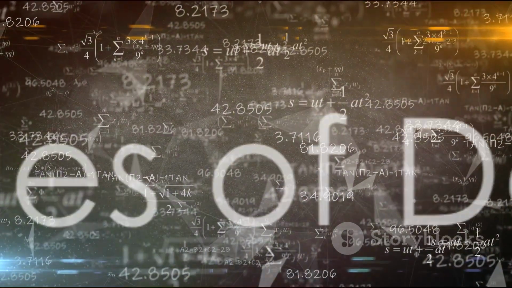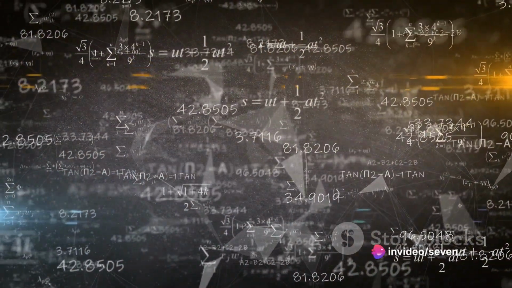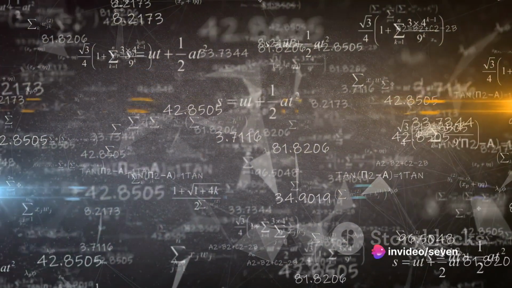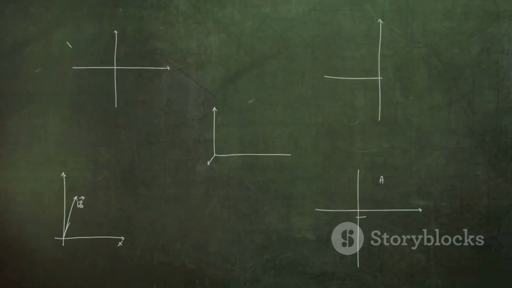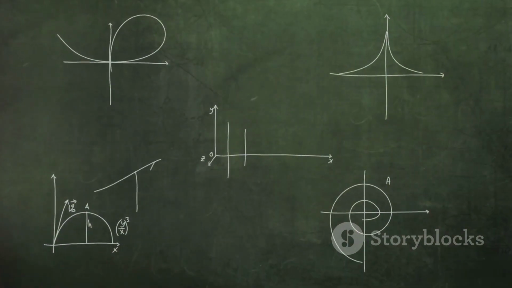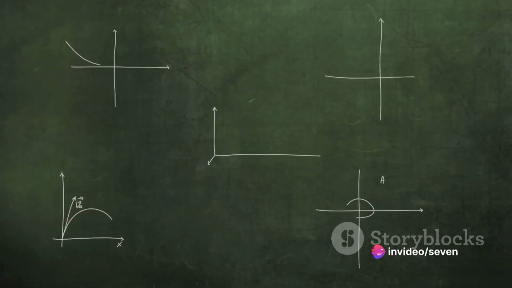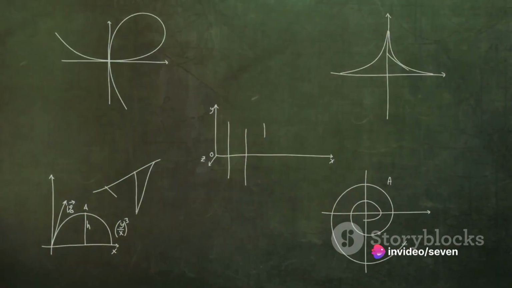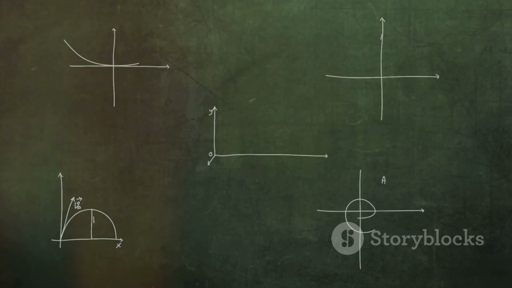Let's look at a few examples of domains of functions. For a linear function or a quadratic function, the domain is all real numbers because these functions can handle any real number as input. For a rational function, the domain is all real numbers, except for the values that make the denominator 0, as we can't divide by 0. For a radical function, the domain is all real numbers that make the radicand, the expression under the radical symbol, non-negative. For an exponential function, the domain is all real numbers.